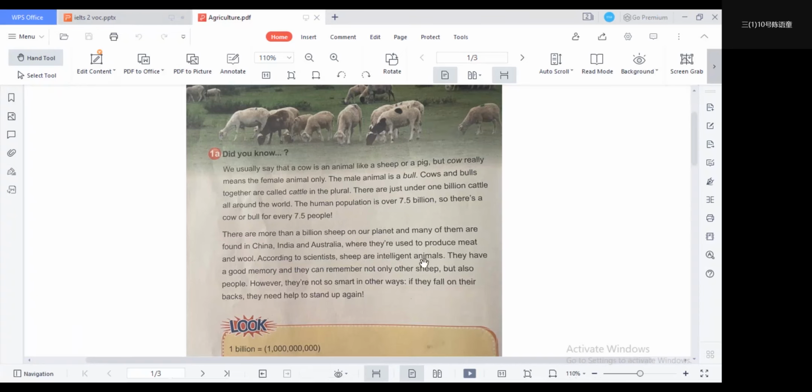They have a good memory and they can remember not only other sheep, but also people. However, they are not so smart in our ways. If they fall on their backs, they need help to stand up again.